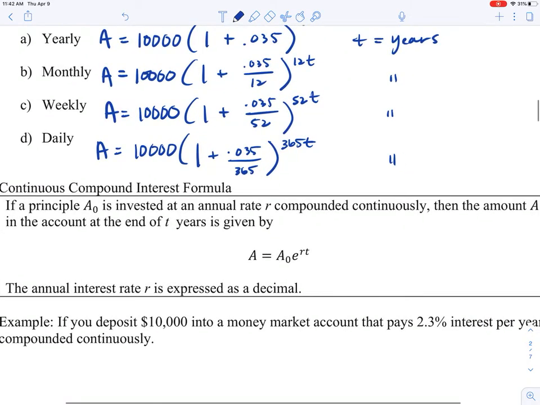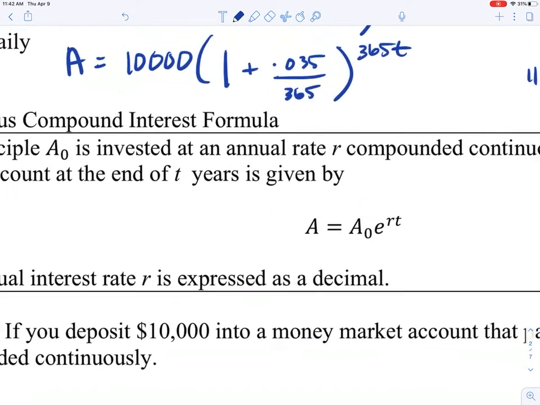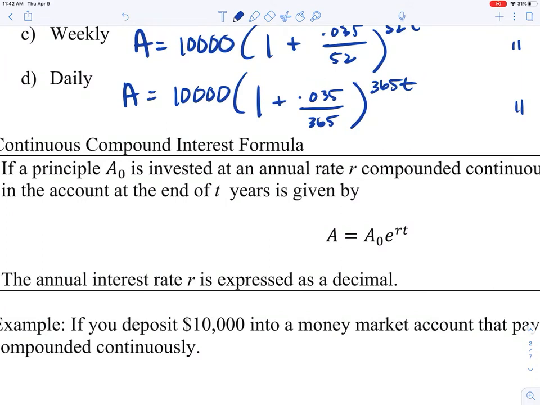So if a principal A sub 0 is invested at an annual rate r compounded continuously, then the amount A in the account at the end of t years is given by this formula. This comes from taking the limit of the above formula. You remember limits? So the limit as n approaches infinity, right? Because we're thinking about compounding an infinite number of times, of A sub 0 times 1 plus r over n to the n times t power.